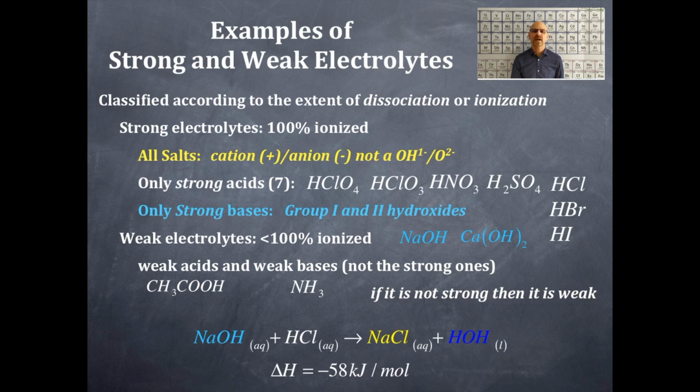Here's an example of a reaction. We've got a strong base, sodium hydroxide, plus a strong acid, hydrochloric acid, and that will produce a salt, sodium chloride, and HOH, which is water. There's a change in enthalpy, delta H, of negative 58 kilojoules per mole. That lets you know that this is an exothermic reaction. This is a really cool reaction. You have a strong base and strong acid producing a salt and water. This is an acid-base neutralization reaction.